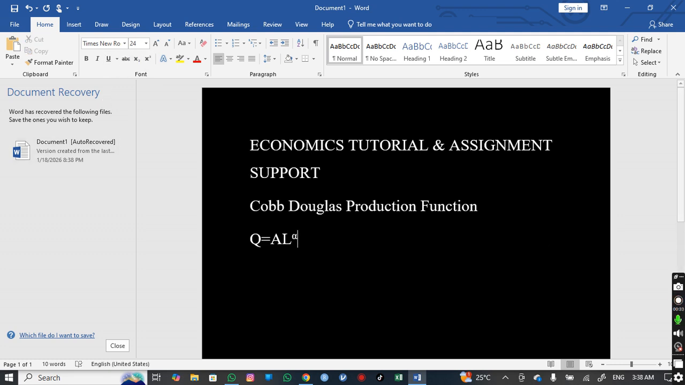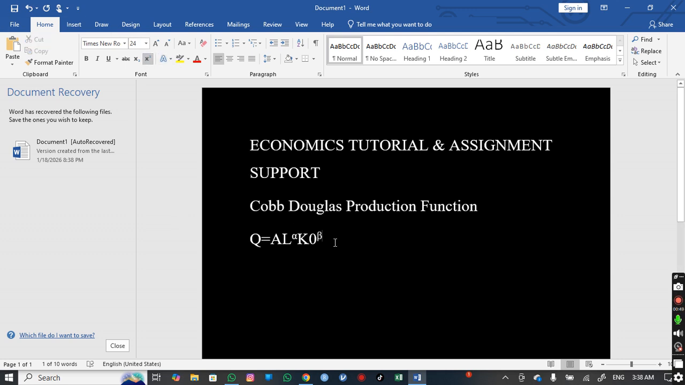Then K^β. 03B2. We again highlight and press Alt+X. So that is our beta.